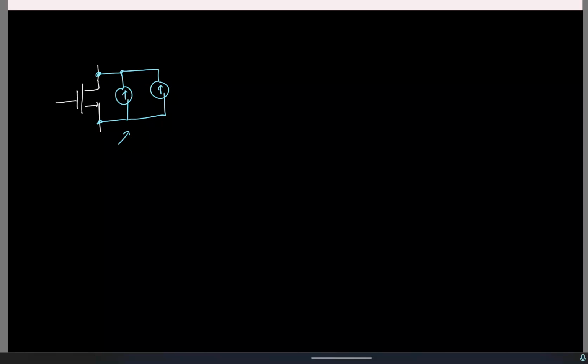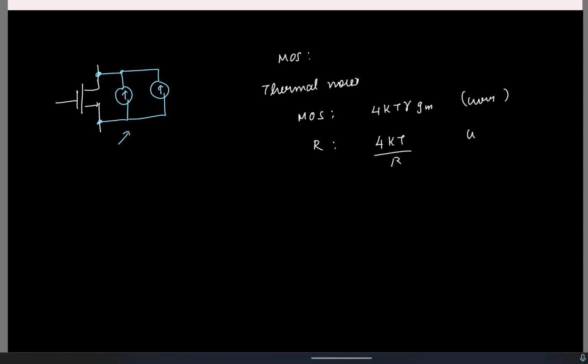Okay, so let me write it once again. So for a MOSFET, the thermal noise power spectral density is 4kTγgm. This is the current. Okay. Similarly, for a resistor, it is 4kT/R. This is the current power spectral density. Okay. So these two, please remember.